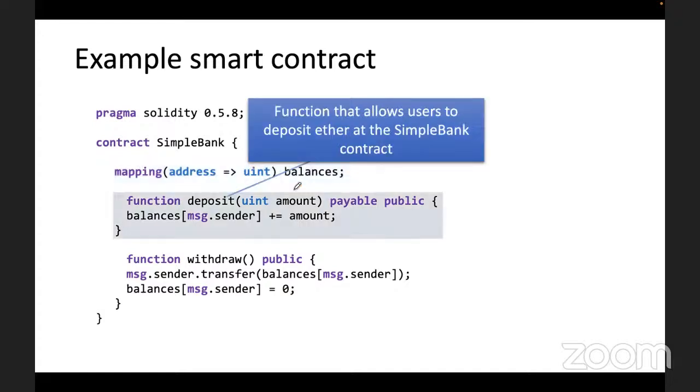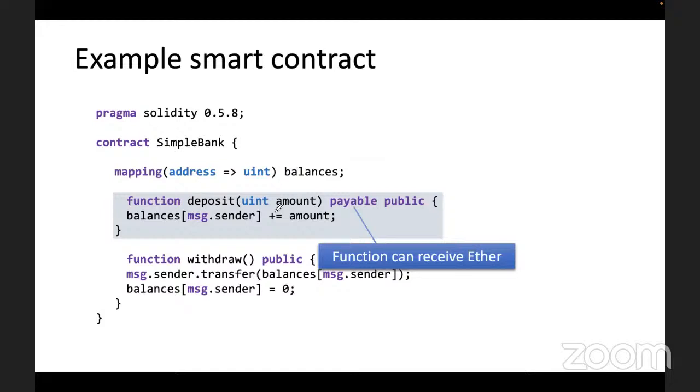Now I'm defining a function here, and the name of the function is deposit. That function will allow the user to deposit ether. Ether is also a kind of currency that you can use, like gas. Simple Bank is the name of the contract. That means you have created a function named deposit that allows multiple users to deposit ether. Deposit to which branch, to which account?